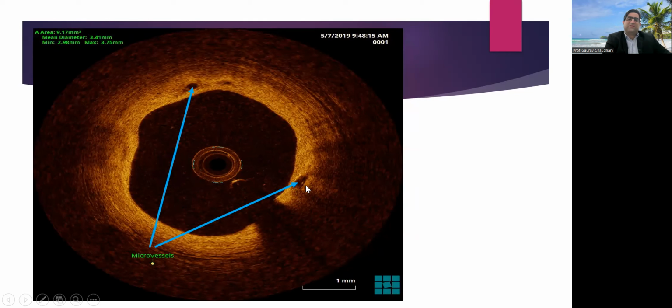The vasa vasorum is usually present in normal vessels up to the adventitia, but these are neo vessels. The microvessels are formed inside the intima that is feeding this atheroma. So this is a problematic thing. These neo vessels are present, so that means this is helping the atheroma to progress. So this is how it looks, a vessel inside a vessel.